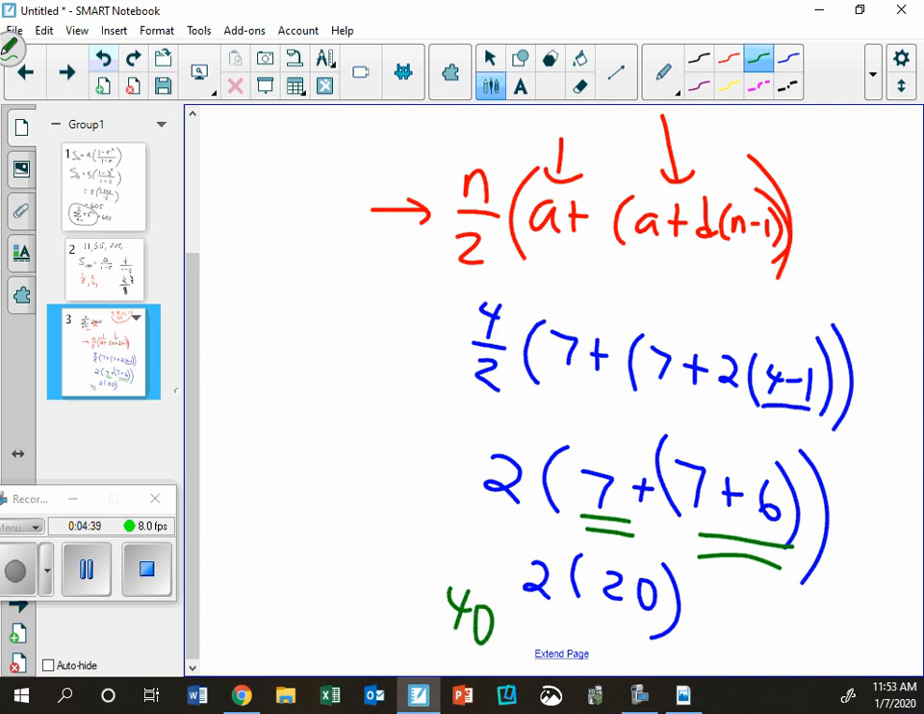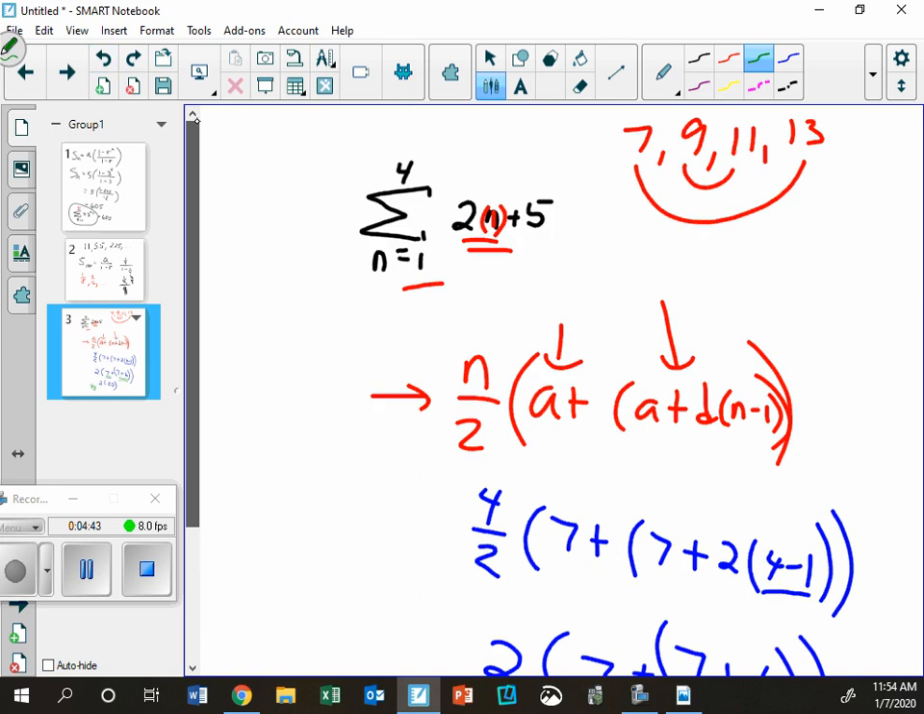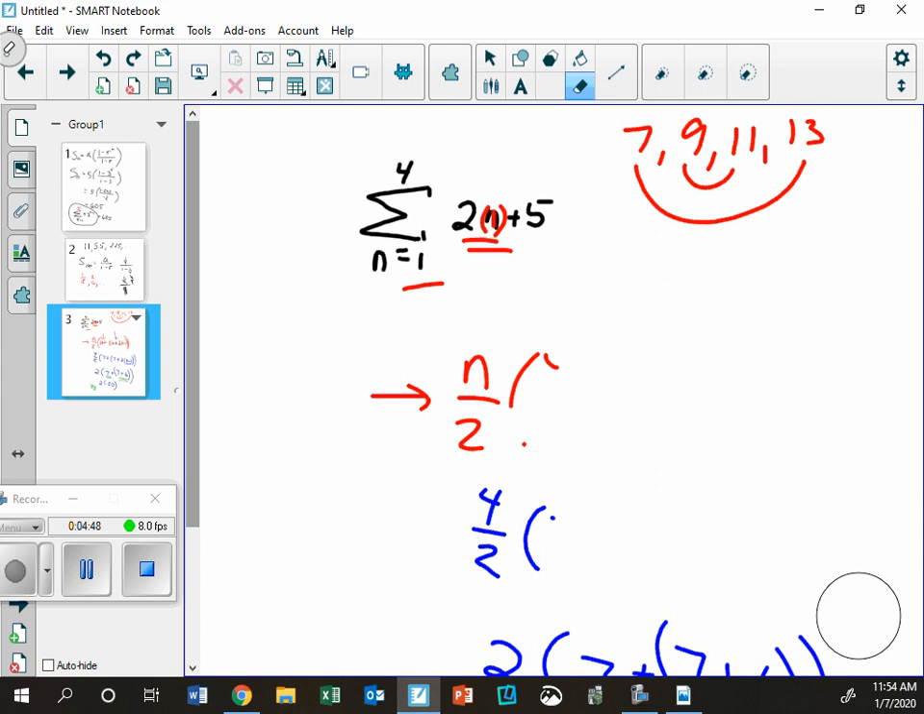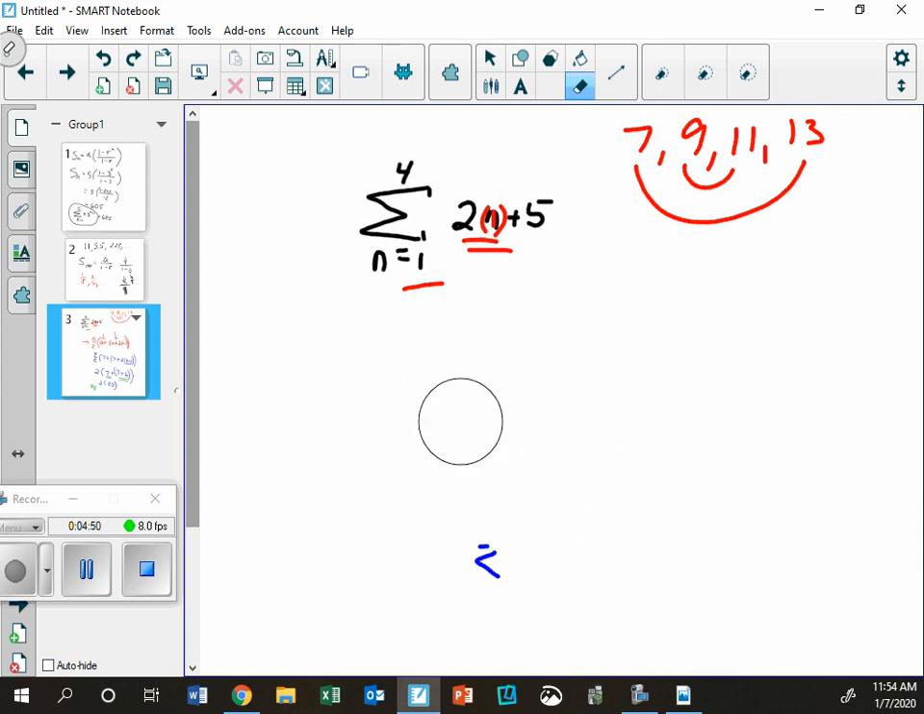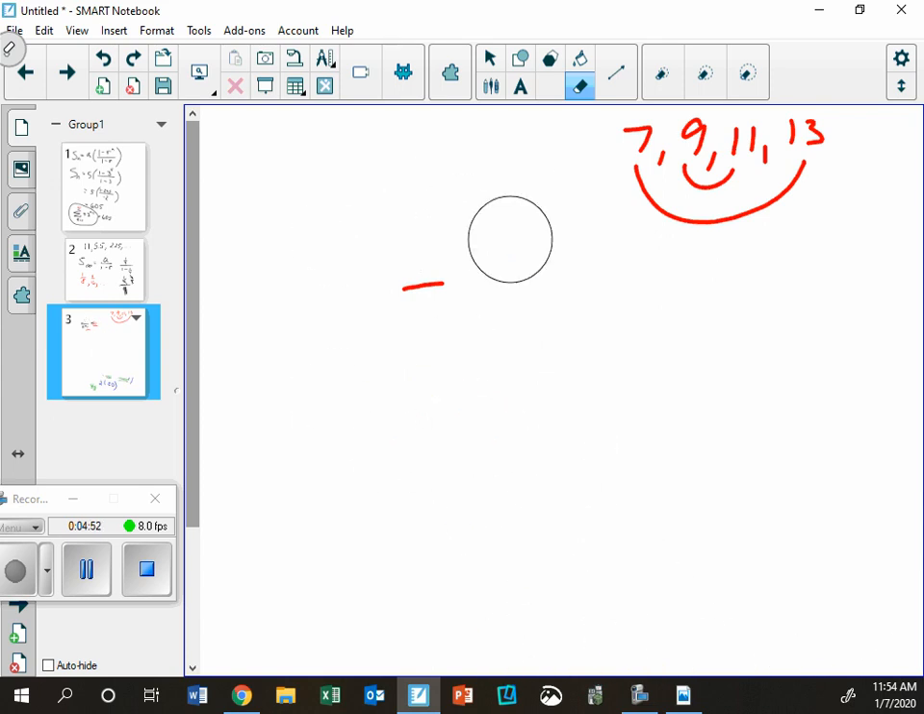Okay, but the beauty of this is that it would work for much harder ones. Like we could have added those in our head. So let's just do one where you wouldn't have been able to add it up in your head. Like, for example, I'm going to give you a new one of these.